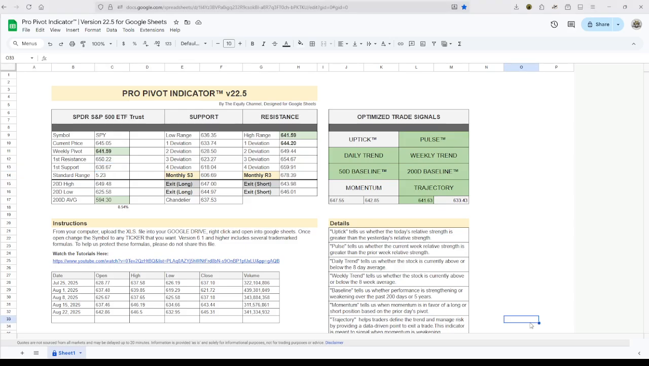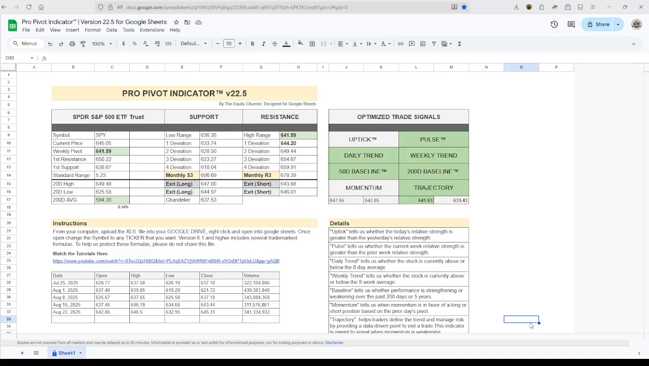All right, now today we're going to be talking about the Pro Pivot Indicator version 22.5. This is the version we're going to be going with for a while, so I wanted to make sure that I did a fresh set of videos that we can utilize as our tutorials moving forward.